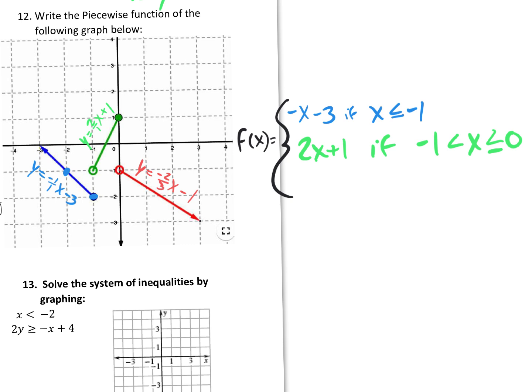Okay. And last but not least, y equals -2/3 x minus 1. So we have the y equals, we're going to put -2 thirds x minus 1. And then the condition: if, where does this red piece exist in terms of x? Does it exist at -2? No. -1? No. Where does it start existing? At 0 to the right. Notice it's an open dot, so you're just going to put if x is greater than 0. And there's your entire piecewise function with its conditions. Okay, I hope that makes sense.